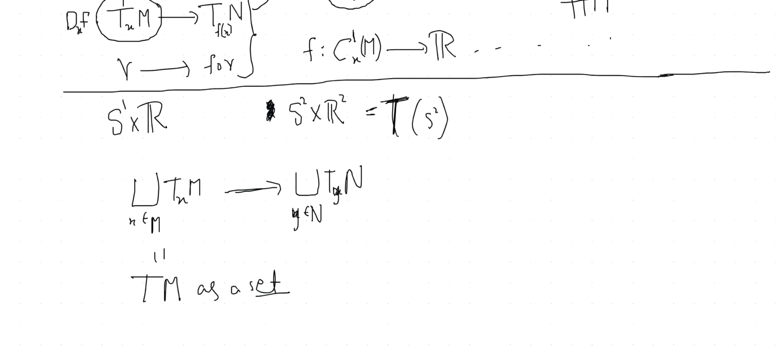But let me tell you why this is not good. So because you see, yes, that's fine. Now you see the problem with this definition is that if you have two manifolds, let's say S1 and R, okay? If you define the tangent bundle like this, then the tangent bundle of S1 will be the same as the tangent bundle of R.